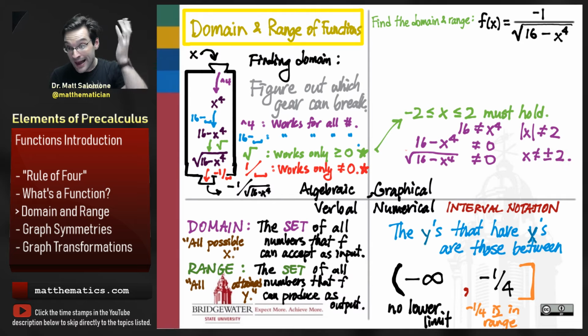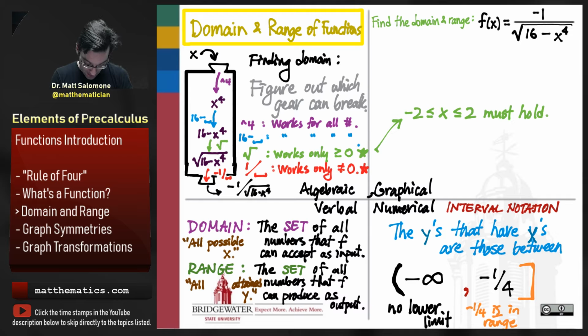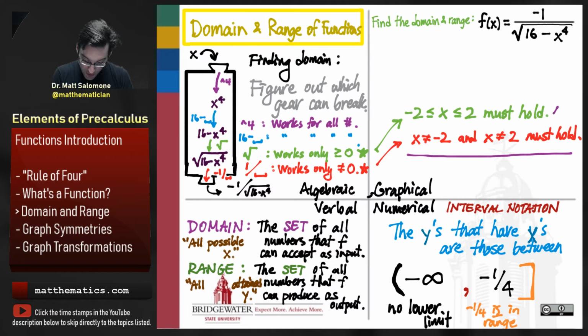And so in order that that last step not break down, the last step in my machine, I also need it to be the case that x is not equal to 2 and that x is not equal to negative 2. So x not equal to negative 2 and x not equal to positive 2 must hold. And in order for my machine to work from end to end, we need both of these statements to be true. We need x to be between negative 2 and positive 2, but we also need x to not equal negative 2 and positive 2.